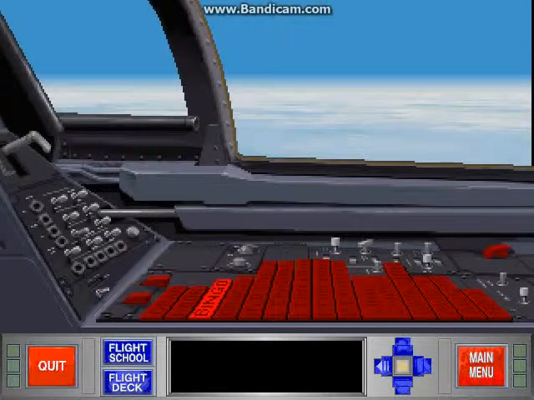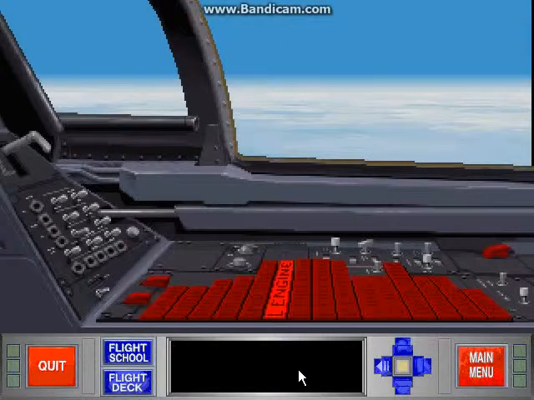The bingo fuel lamp indicates that you have just enough fuel to make it back to the carrier. When this light is on, you should set your throttle to a fuel-efficient 70% and head for home. Damage to your brakes prevents you from using your speed brake. Loss of hydraulic pressure makes the plane difficult to fly.